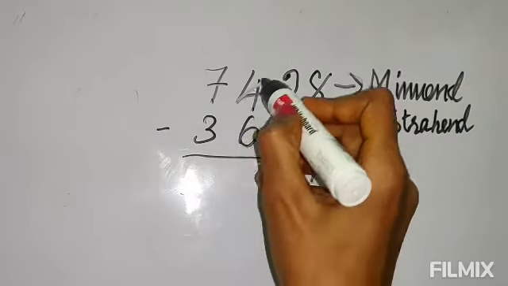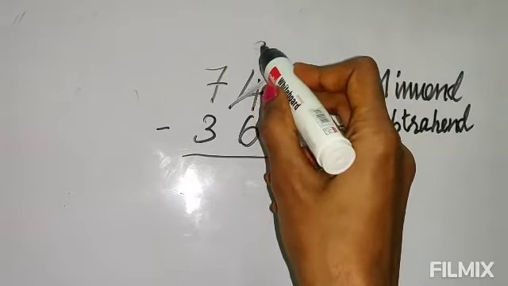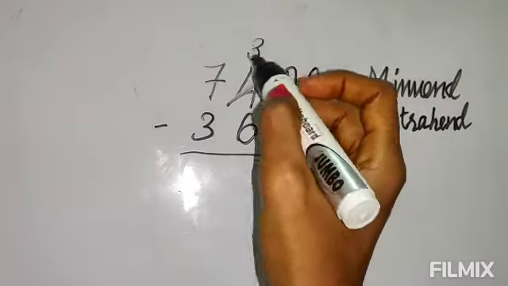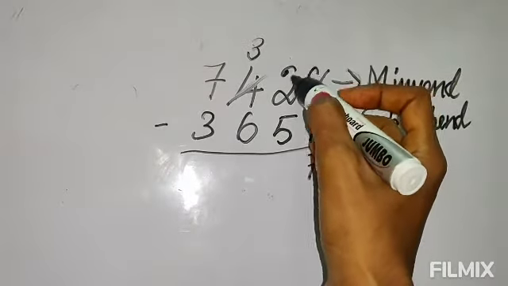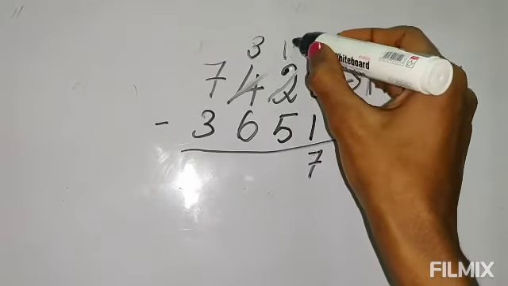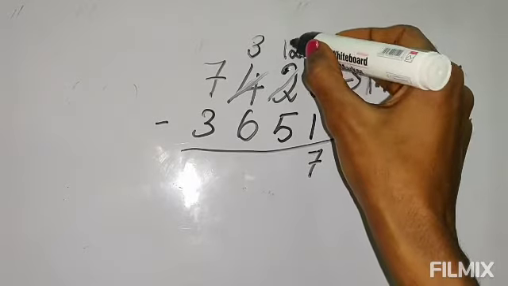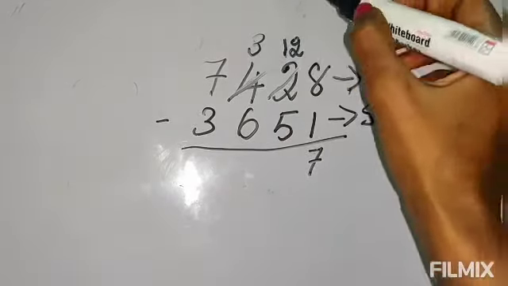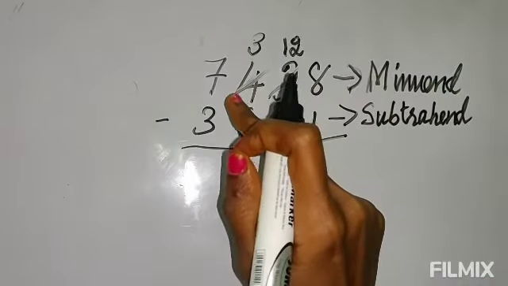From here if you give 1, so what will remain here? 3 will remain. That 1 will come here and this will become now 12. Okay, just remember what you have borrowed, that 1 you are writing in front of the number. But the definition will be what? 100, we are getting 100.